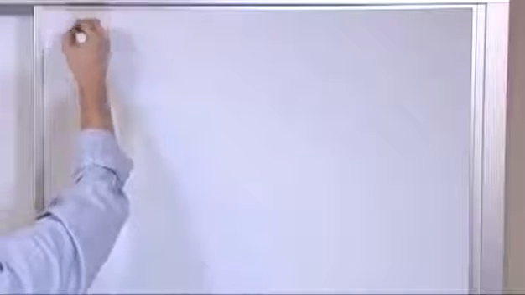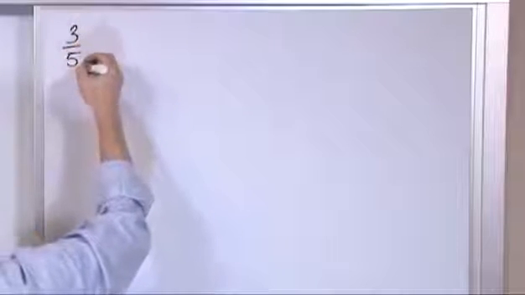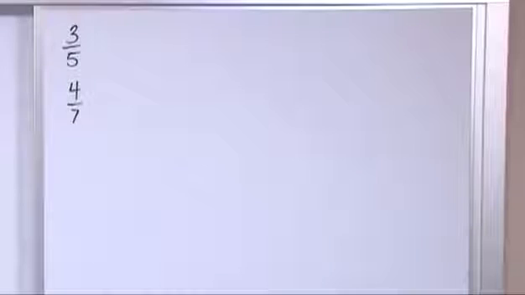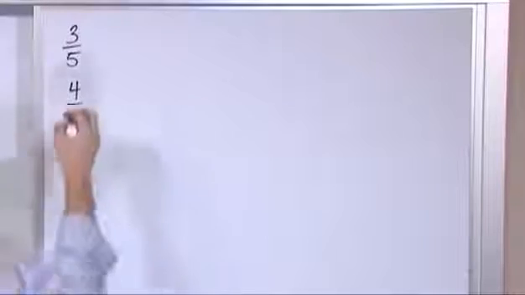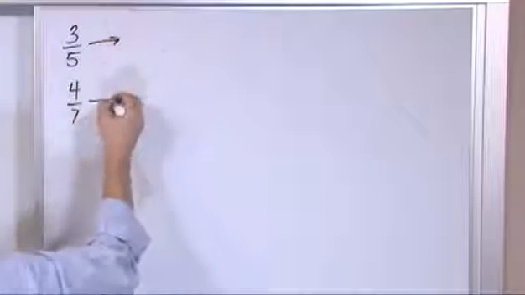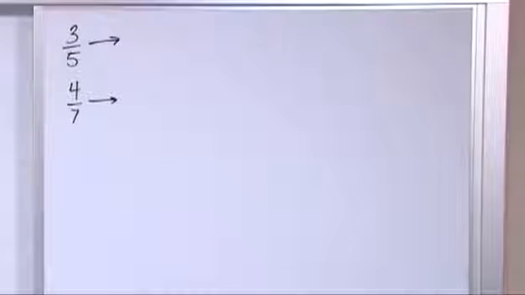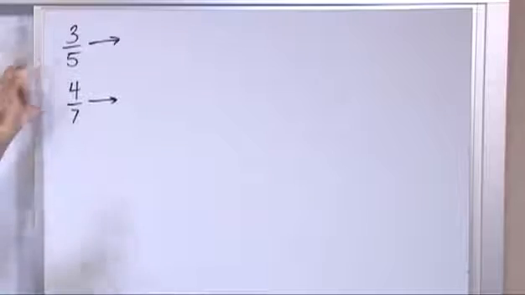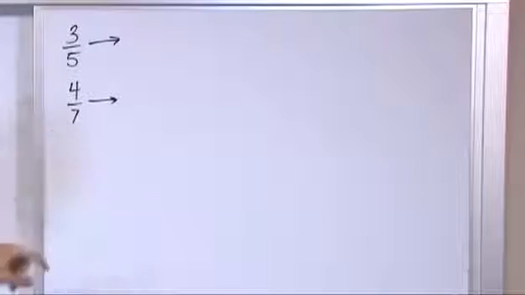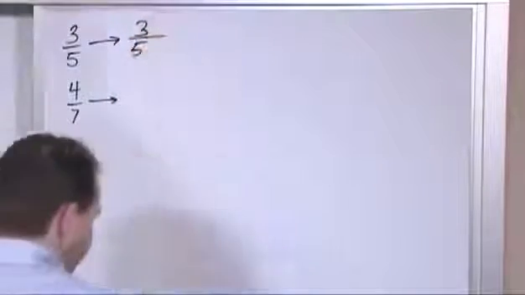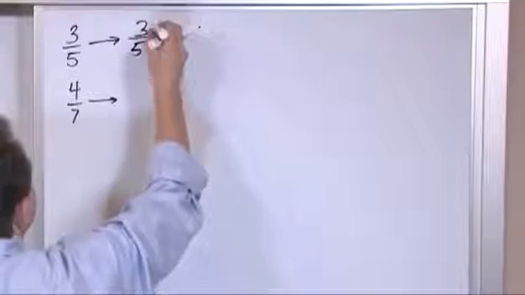What if we had 3/5 and 4/7? Which one of those fractions is greater than or less than? Okay, well, I can't really just work with one of them. I'm going to have to work with both. And I'm going to target the number 35 as my common denominator only because I know I can multiply 5 times something to give me 35, and I can multiply 7 times something to give me 35. So 3/5 I can multiply by 7.